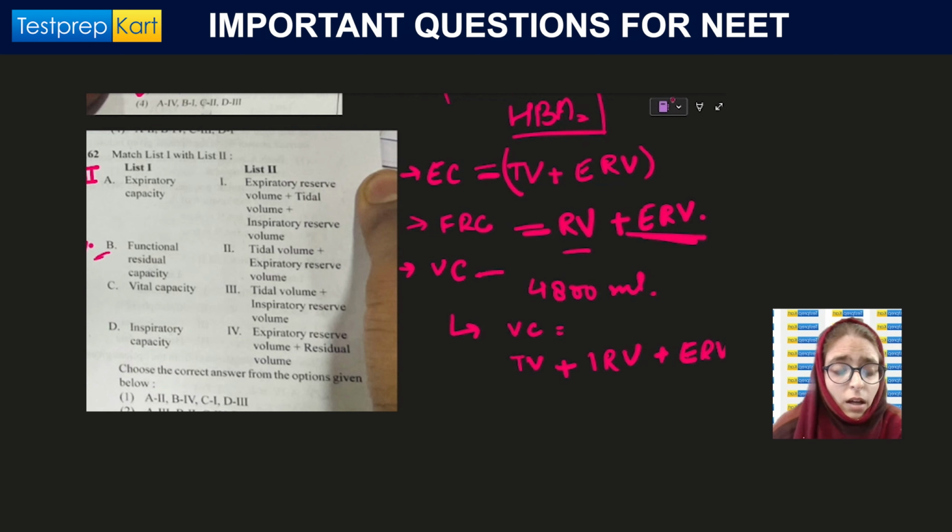Here, expiratory reserve volume plus tidal volume plus inspiratory reserve volume. So option C has one option as suitable.